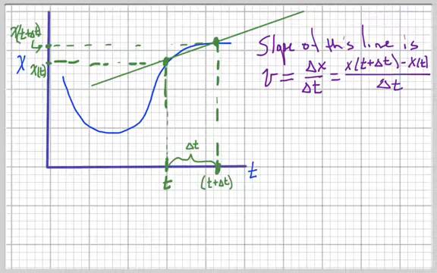To do that, we take the difference of the y's and divide it by the difference of the x's. The difference of the y's is going to be x of t plus delta t minus x of t. And the difference of the time is going to be, sorry, I know I'm saying this wrong.